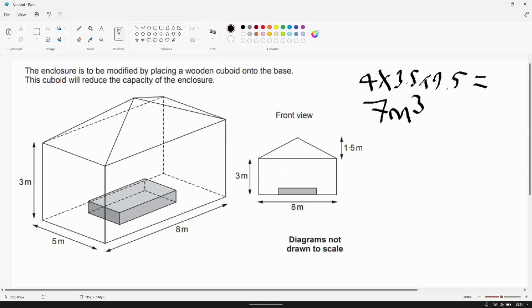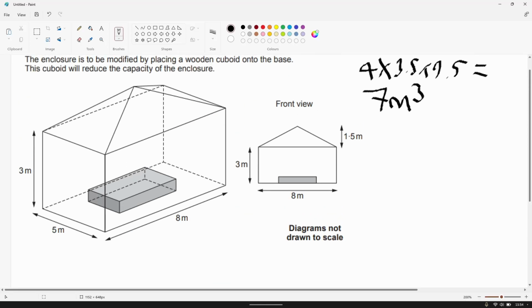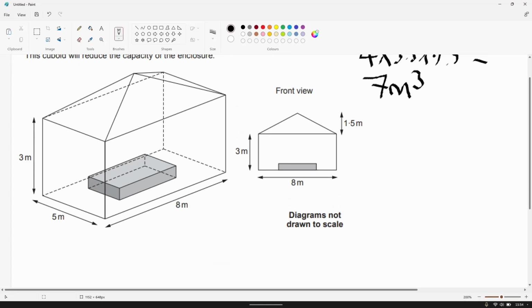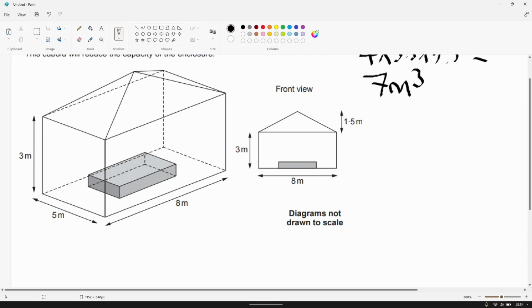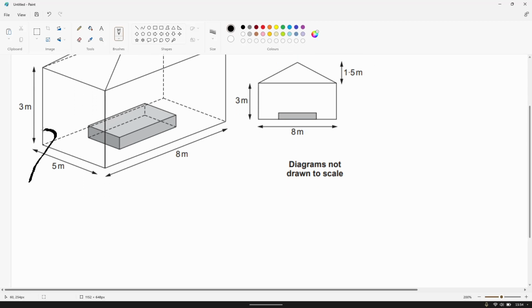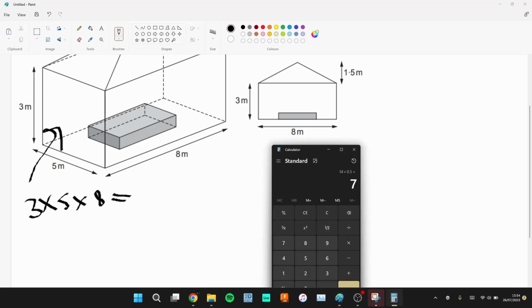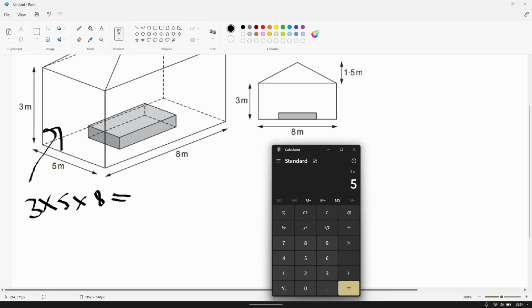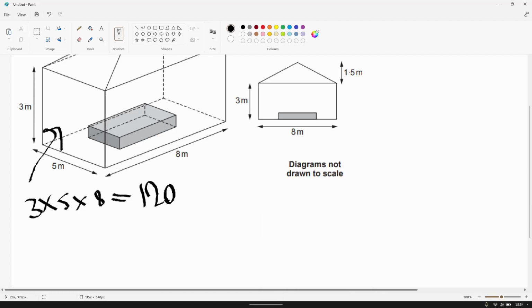Now, first of all, we're going to work out the volume of the enclosure before the cuboid was introduced inside. So we're going to ignore the pyramid on top. First, we're going to work out this cuboid here. So that's 3 times 5 times 8 meters. So we're just going to also put it in the calculator. 3 times 5 times 8. It's 120 meters cubed. Very nice.